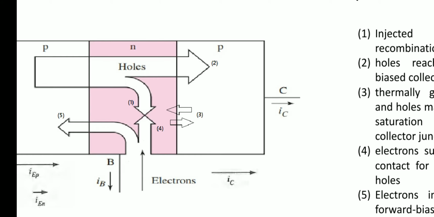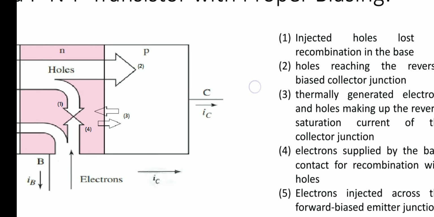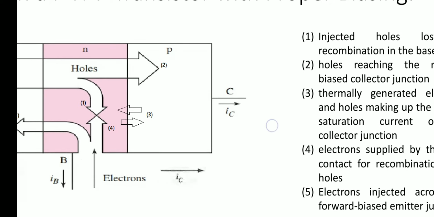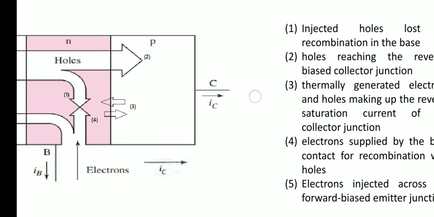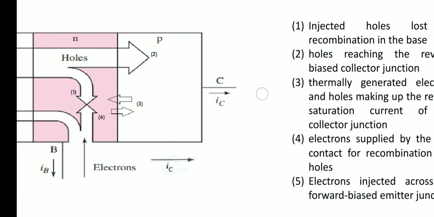Holes are the majority carriers at the emitter side, so there is diffusion from high concentration to low concentration. But the base is an n-type material, so the majority carriers there are electrons. A few holes will recombine with electrons, so that recombination loss of injected holes is represented as symbol 1. Next we can see what the second one is.